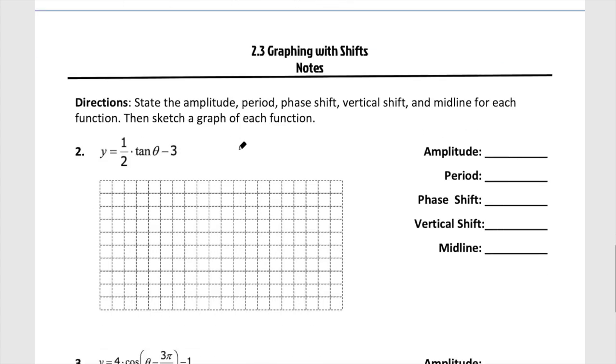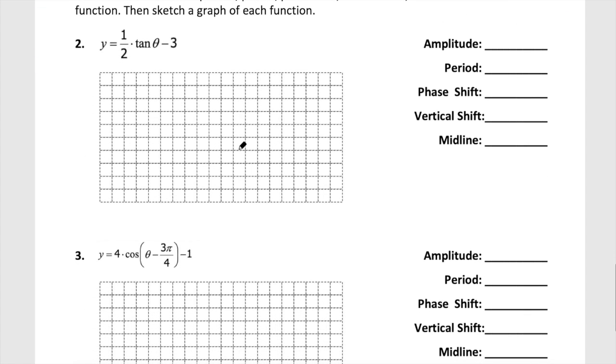Let's take a look at another example. In this case, there's no parentheses happening, so we don't need to rewrite the form of our equation. We can start identifying our amplitude, period, phase shift, vertical shift, and midline. In this case, our amplitude is 1/2. There's no number getting multiplied by theta, and the period for tangent is pi.